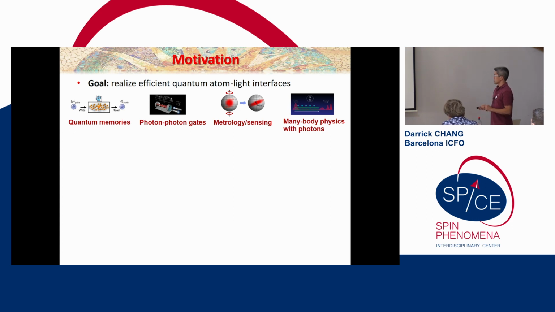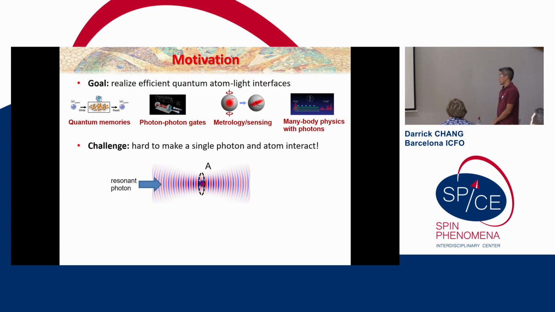And at the risk of overgeneralizing, I think probably the simple message is that in experiments today, people can more or less do all these things, but probably not nearly as well as they would like. Okay? And there's an underlying challenge to all of this, which is simply that a single photon and atom don't naturally interact very efficiently.